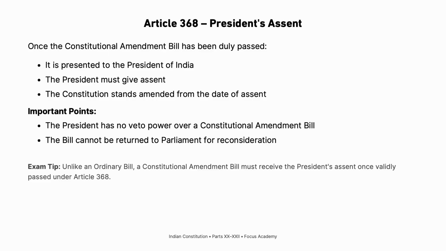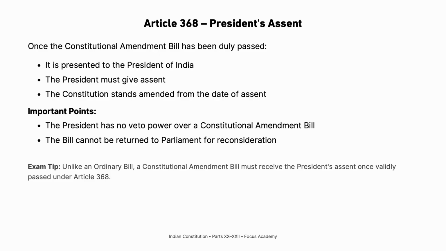Now, Article 368. The President's assent. Once the constitutional amendment bill has been duly passed, it is presented to the President of India, and the President must give assent. The Constitution stands amended from the date of assent. Once the bill is passed by both the Lok Sabha and Rajya Sabha, it is presented to the President of India, and then the President must give his assent. The constitutional amendment bill is regarded as passed on the day the President gives his assent, that is the date of passing of the bill.